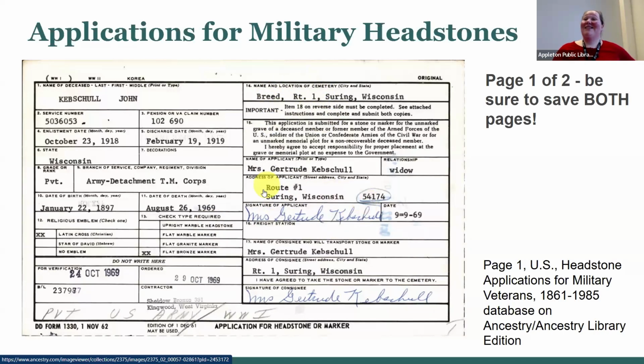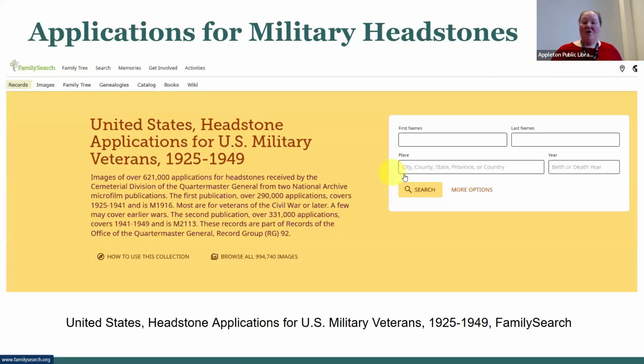I've even got an original signature of that ancestor of mine. These are usually 2 pages. So be sure if you find this, like I found this on Ancestry, or it's also on Ancestry Library Edition, that you save both pages, because this is just the first page. So the second page, I'll show you just a quick example. There's also a listing on Family Search that you can search.